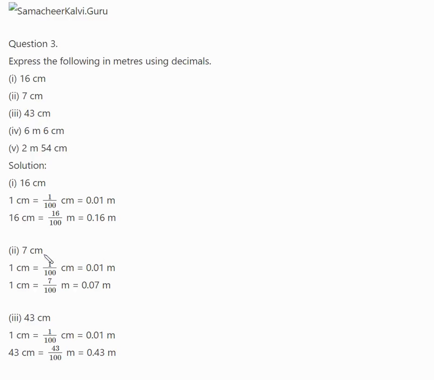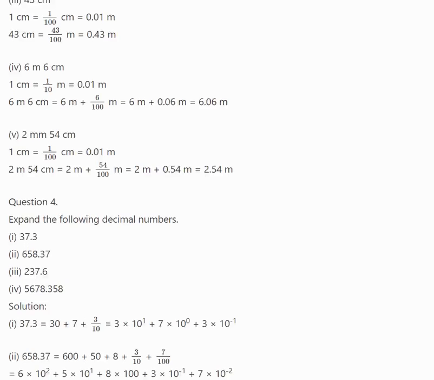Next, 7 centimeter. 1 centimeter equal to 1 by 100 meter. So 7 by 100, we can write like this. That is 0.07. Before the decimal, there is no number, so we have to put a 0. Then only we can see the decimal clearly. Right. Next, 43 centimeter. 43 divided by 100. The concept is the same. To convert centimeter as meter, we have to divide by 100. That's all. So 43 divided by 100, 0.43.